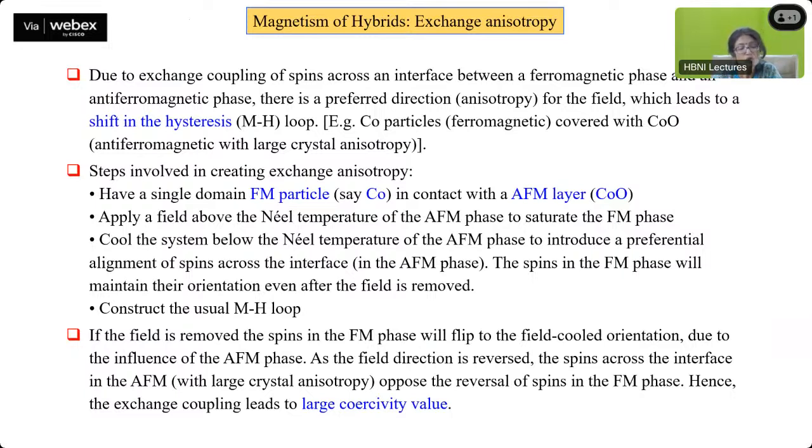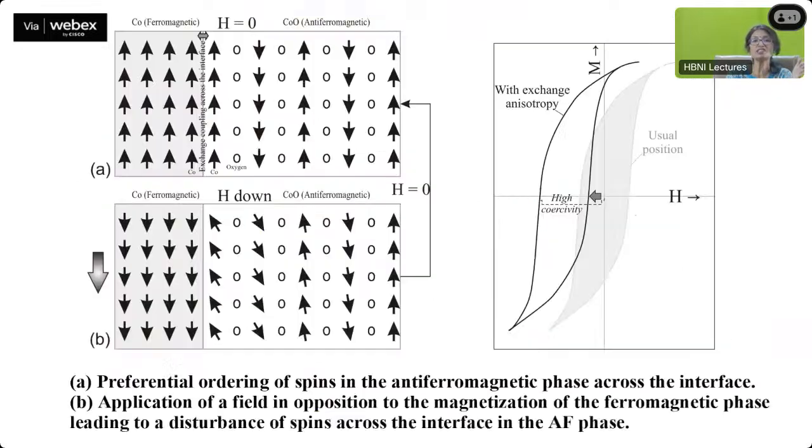So if the field is removed, the spins of this ferromagnetic phase will flip to the field-cooled orientation due to the influence of this antiferromagnetic phase. Now as the field direction is reversed, the spins across the interface in the antiferromagnetic phase, with a large crystal anisotropy, will oppose the reversal of the spins in the ferromagnetic phase. Hence, the exchange coupling will lead to a very high coercivity value.